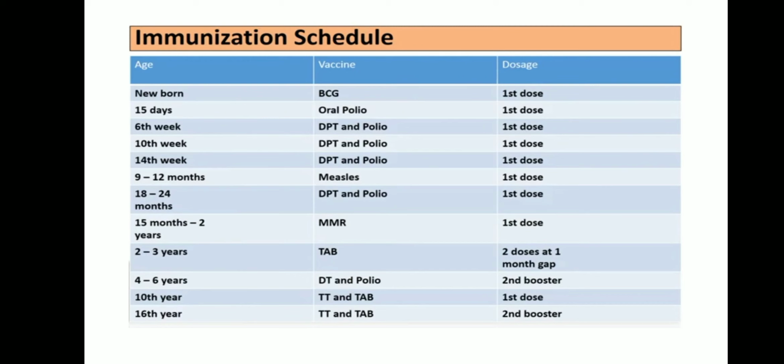And 4 to 6 years, DT and polio. DT is what? Diphtheria and tetanus. 10th year, TT and TAB are given as a first dose. TT, tetanus toxoid, and TAB, the combined vaccine for typhoid, paratyphi A, paratyphi B. Both are given together as a first dose. And then 16th year, TT and TAB second booster. In such a way, there is a separate schedule for the immunization.